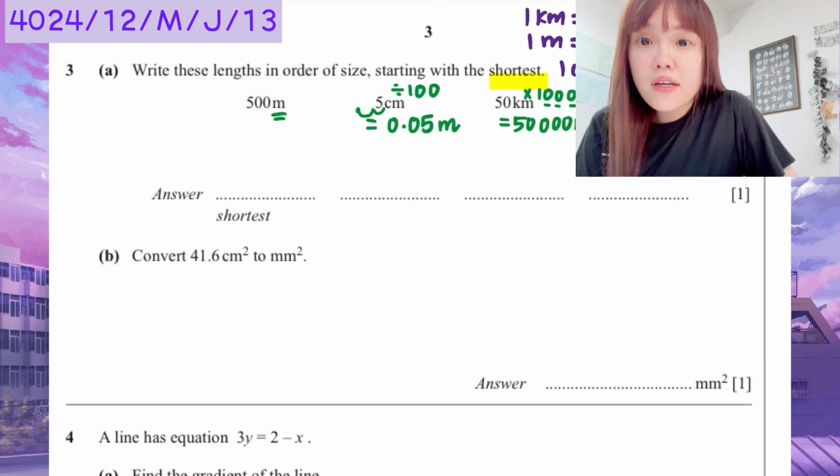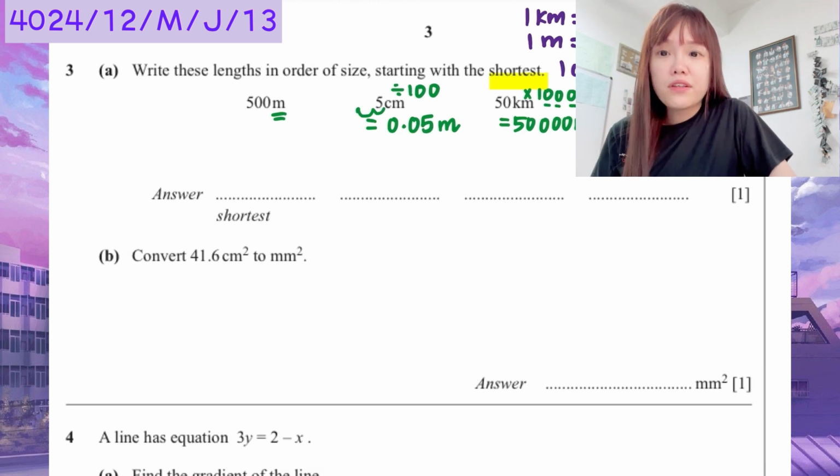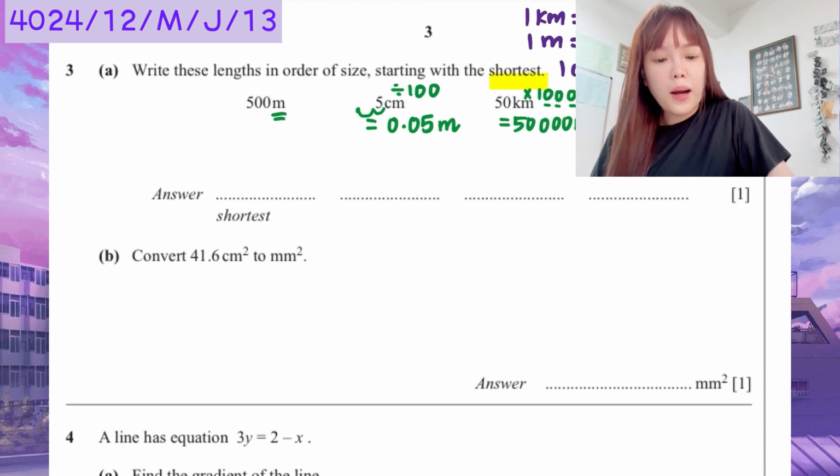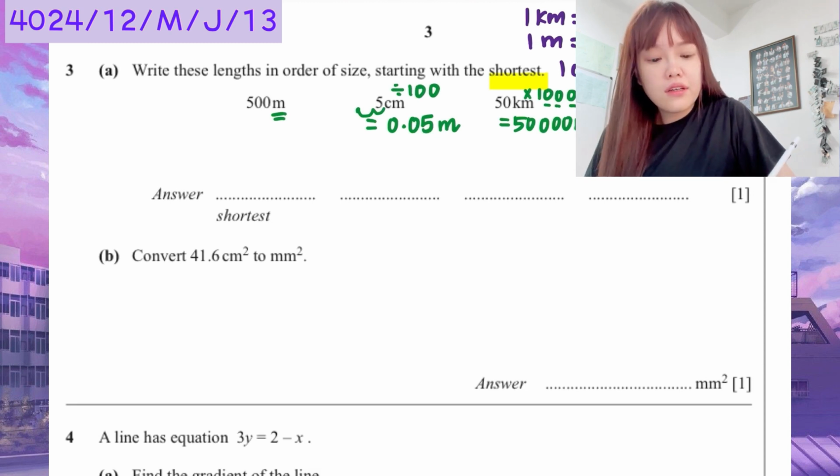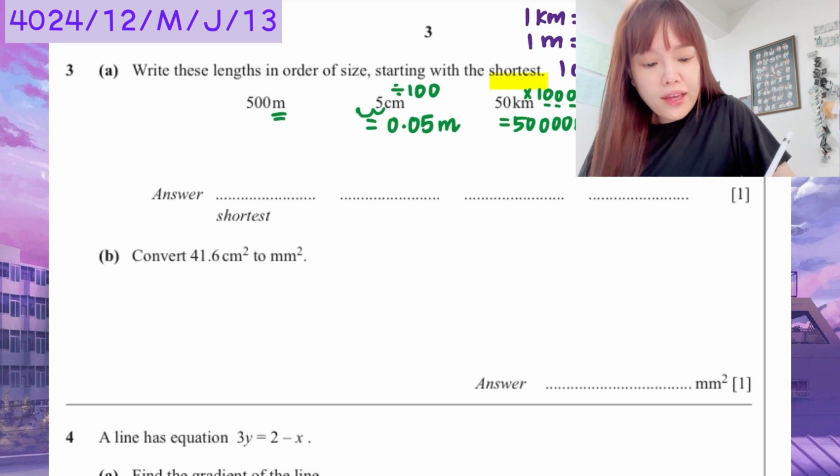And 500 mm here, what I'm gonna do is change to centimeter first and then change to meter. So millimeter, I divide by 10 to get centimeter, and I need to divide by 100 again in order to get to meter. So I divide by 1000 altogether because there are 3 zeros here. So 1, 2, 3. So this is 0.5 meter.